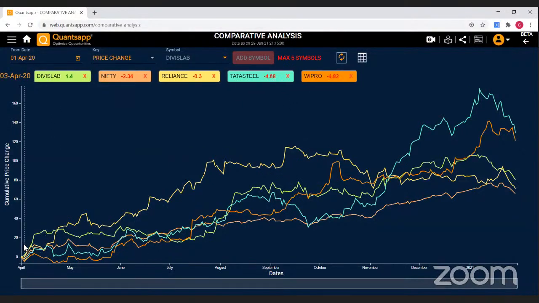Now I want to see how these stocks have moved after a particular period of time. I'm saying from 1st April, I'm comparing these stocks. What we have tried here is putting in a color combination that helps in recognizing each part, so you can tell that this particular color represents this particular thing. Rather than getting confused, you can just look at and compare the colors. The blue line is for Tata Steel, the orange indicates Wipro, the green is for Divi's, the faded yellow is for Reliance, and for the Nifty you can see the pinkish color here.